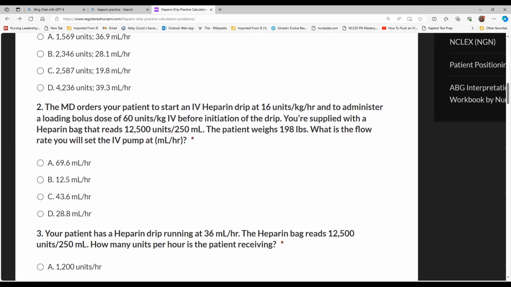Again, for number 2, it's asking us to set the pump in mLs per hour. Okay, so again, this is going to be a desired over have dose here, guys. And they give you all that information in the question. The only thing they don't give you is the weight.